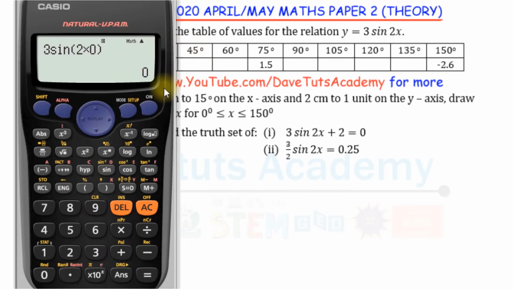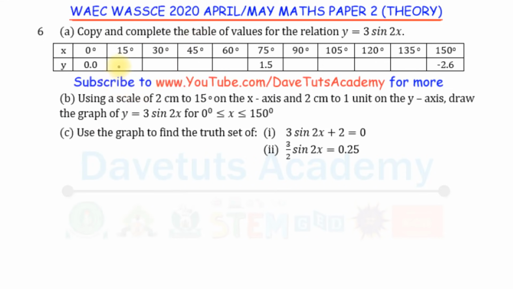But what about the second situation in which the value of x is 15 degrees? So you can just press the back button on your calculator and instead of 0, you put in 15, and this is going to be 3 sine 30 because 2 times 15 is 30, and that will be 3 over 2 because sine 30 is 1 over 2, that's half, times 3, that will be 3 over 2. So you can just express this in decimal and that is 1.5. So here we have 1.5 as the value for y.